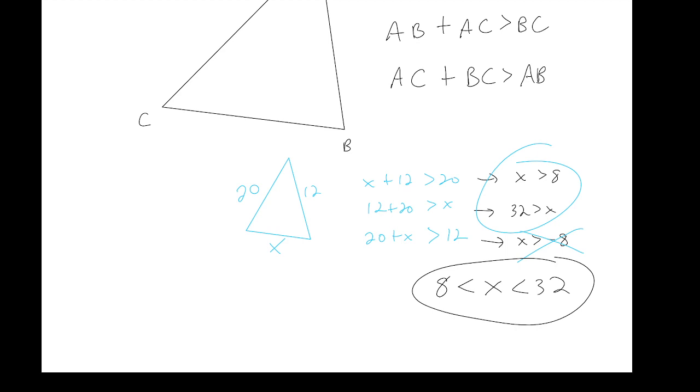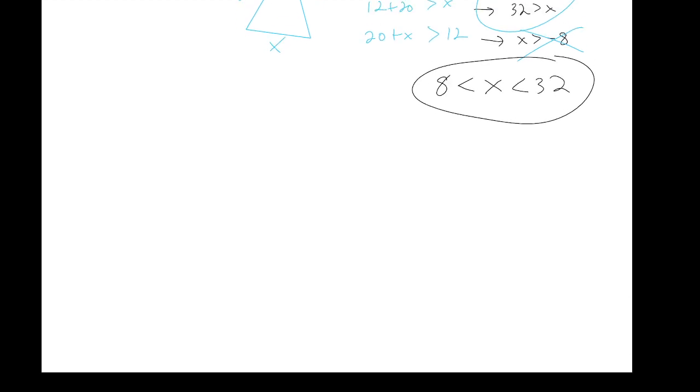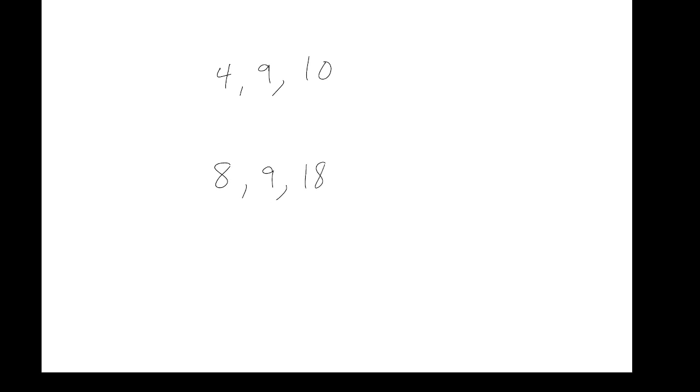Okay. So last thing here. Let's figure out, I'm going to give you some side lengths here: 4, 9, 10; 8, 9, 18; and 5, 7, and 12. And we're going to figure out, are these even possible as triangles? Could these actually be side lengths for triangles? So we need to set up our inequalities. Do all 3 inequalities work?